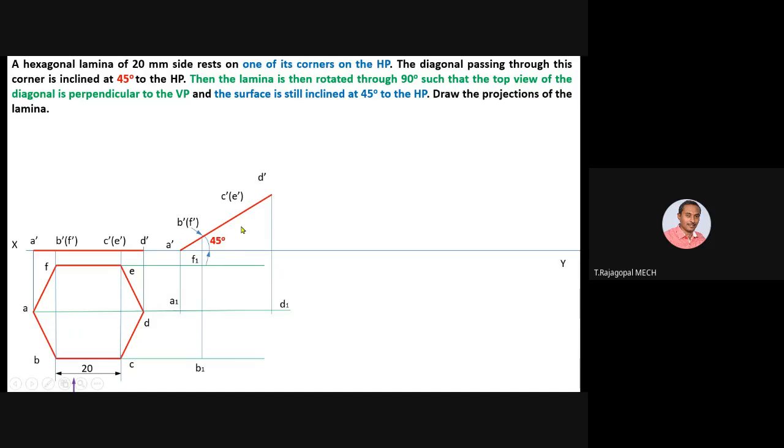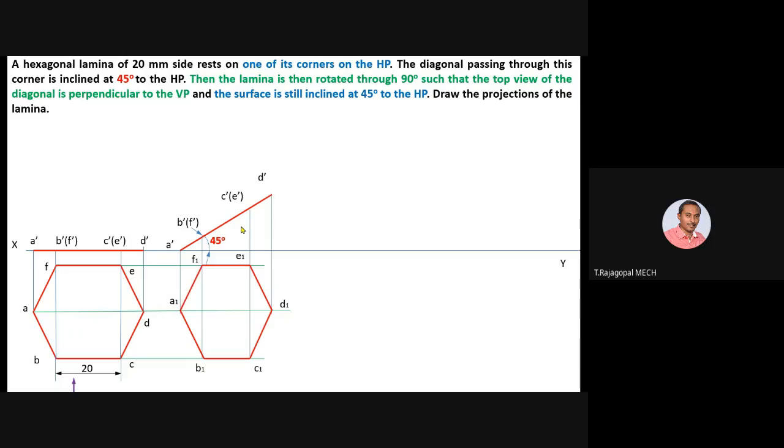Now what is left is C dash and E dash. You can extend the projectors from C dash and E dash in the front view. Similarly, we can mark C1 and E1. Afterwards, you can complete the hexagon. Okay, join the A1 B1 edge, then B1 C1 side, C1 D1 side, then D1 E1, E1 F1, F1 A1.